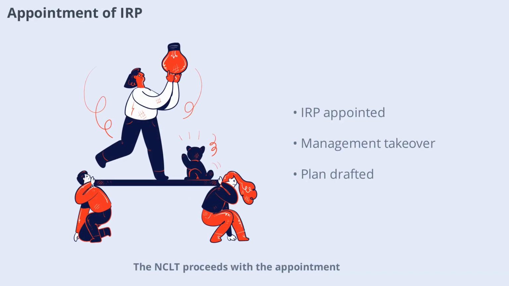NCLT proceeds with the appointment of an interim resolution professional (IRP), who takes over the management of the defaulting debtor. The IRP drafts a resolution plan within 180 days, which can be extended by 90 days. The IRP may be continued or removed based on the wishes of the Committee of Creditors. This step ensures professional management and timely drafting of the resolution plan.